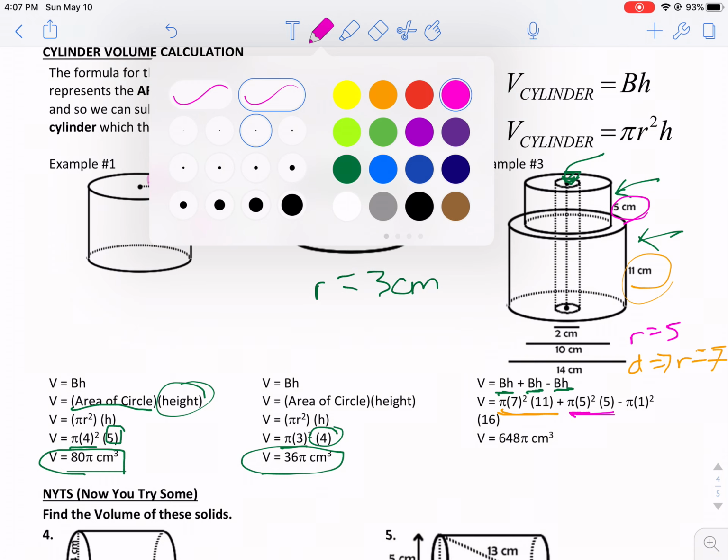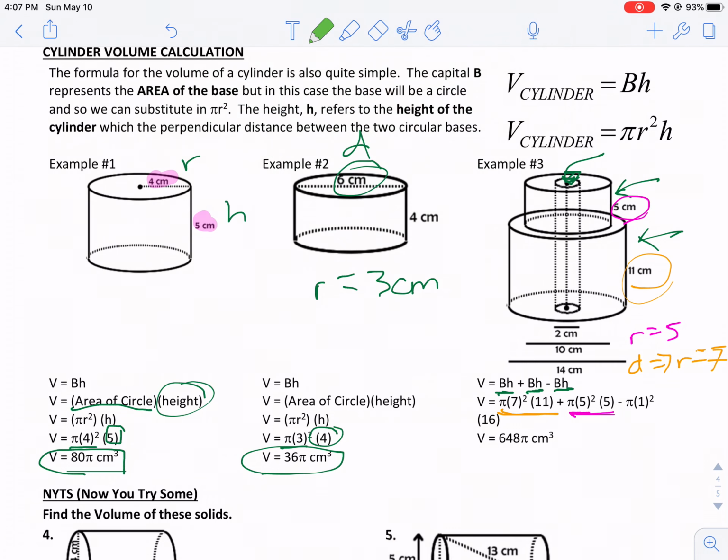And then we have the small one that's cut out, so we're subtracting this one. Its radius is 1, but its height is the whole thing, so 5 plus 11 is 16. So we're subtracting pi times 1 squared times 16. When they do all that math, they get 648 pi centimeters cubed.